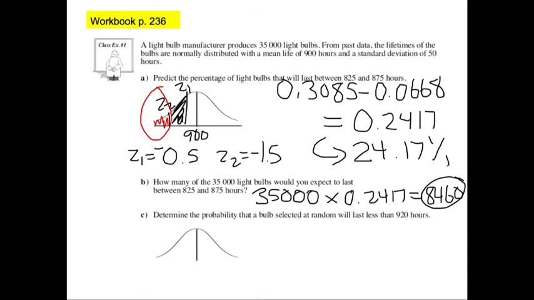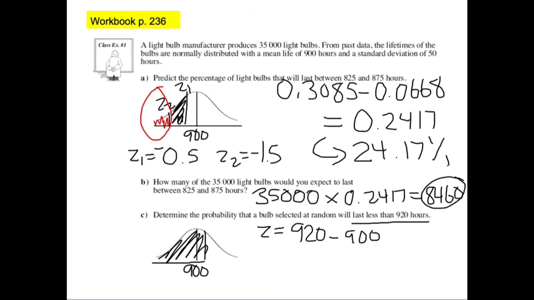Okay, and part C, determine the probability the bulb selected at random will last less than 920 hours. Now remember, 900 is the mean, so that must mean here that we want something a little bit to the right of it. We want the bulb selected at random to last less than 920 hours, so it's going to be the area to the left of 920. First off, though, we need to find a z-score.